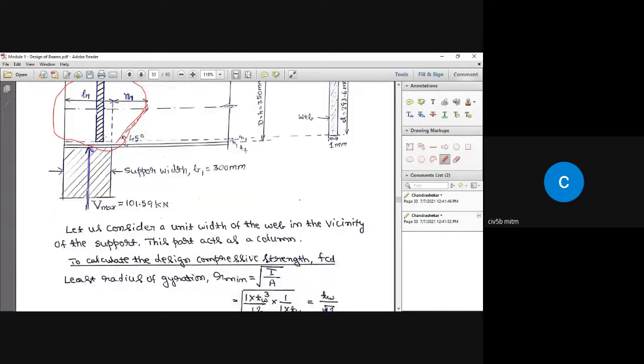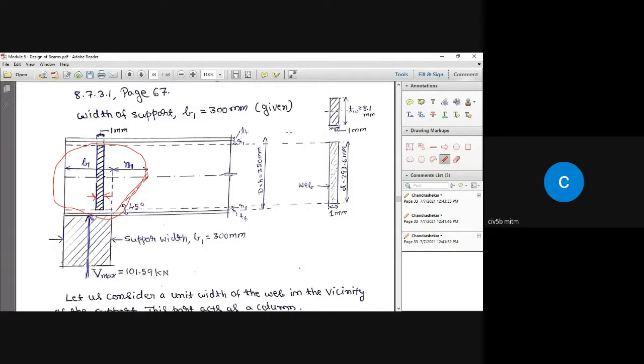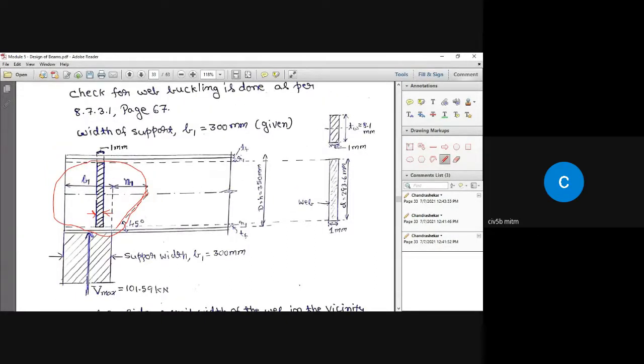Okay. So again, for that we are going to consider 1 millimeter width of the web here, in the vicinity of the support. This is 1 millimeter width. If you look from the top, you'll see this rectangle. 1 millimeter is the width, and the thickness is equal to the thickness of the web, and that acts as a column. So we need to find out the design compressive load on this column of dimension 1 millimeter multiplied by tw.